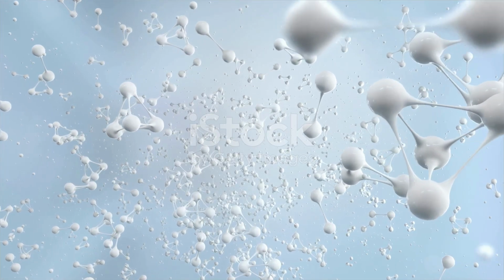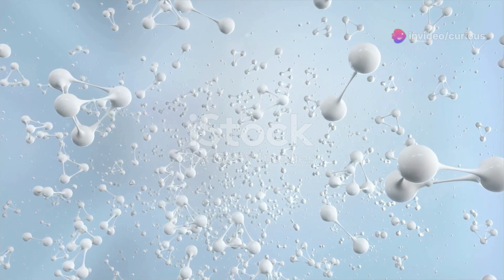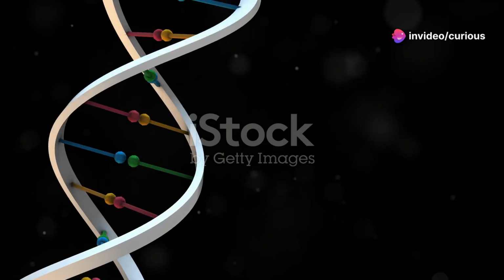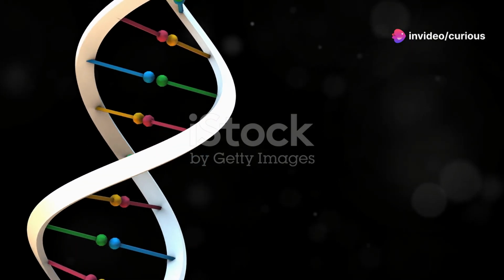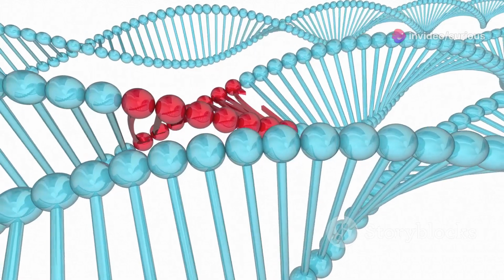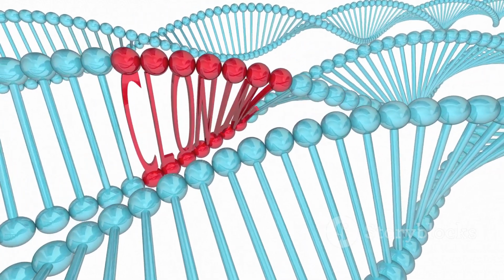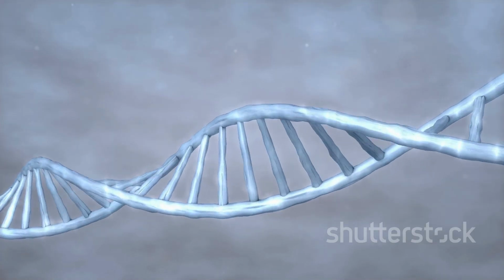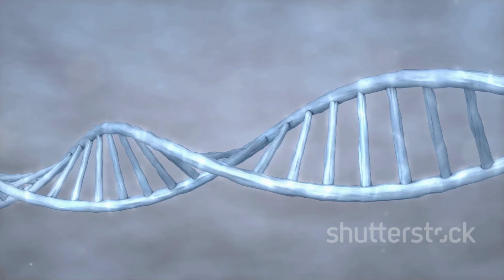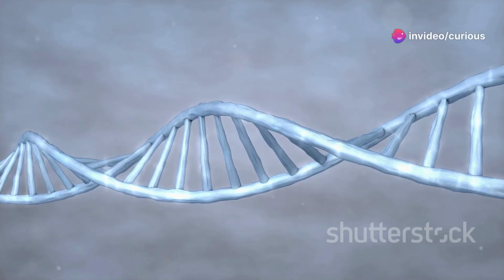DNA, or deoxyribonucleic acid, carries genetic information. It is composed of two long strands forming a double helix. Each strand consists of repeating units called nucleotides. There are 4 types of nitrogenous bases: adenine, thymine, cytosine, and guanine.